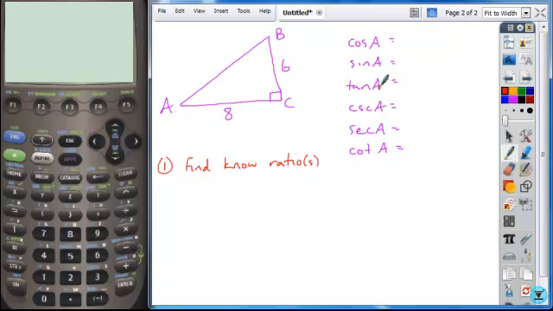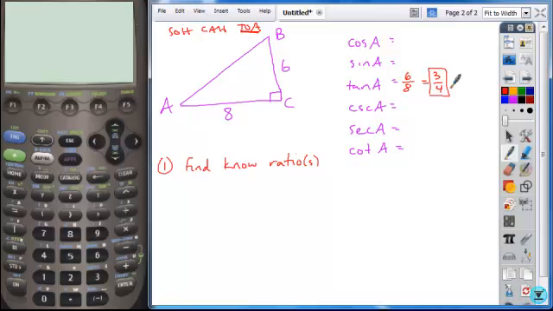So you can identify, again, if you look up here at SOHCAHTOA, you can identify this one. So you know that the tangent of A is the opposite side 6 over the adjacent side 8. And what does that reduce to? 3 over 4. Okay, so there's your tangent ratio.